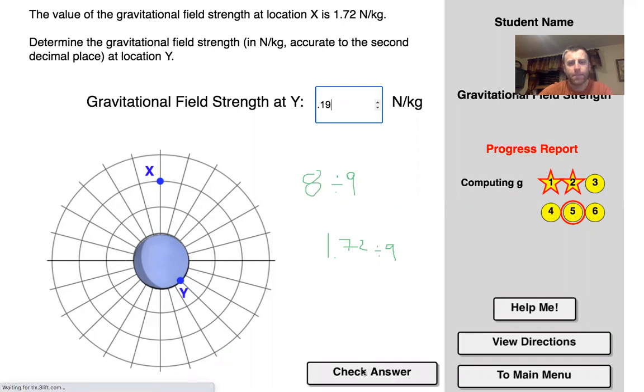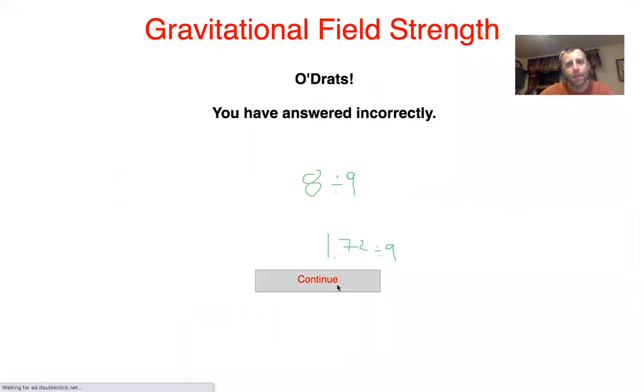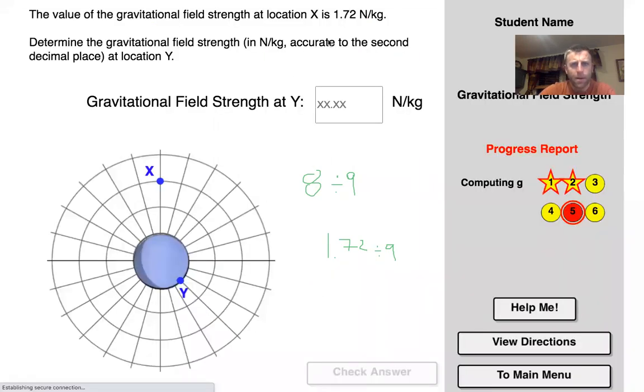Let's check that. Well, I screwed something up there. What did I do wrong? Okay, so here it's 1.72. Oh, I see, it's backwards. At this point, it's 1.72, and now I've got to go to Y, so it's actually going to get 9 times bigger. We're going from a radius of 3 to a radius of 1, a factor of 3, but with the radius you square it, so it's actually going to be 9 times bigger. That's what I screwed up there, I think.